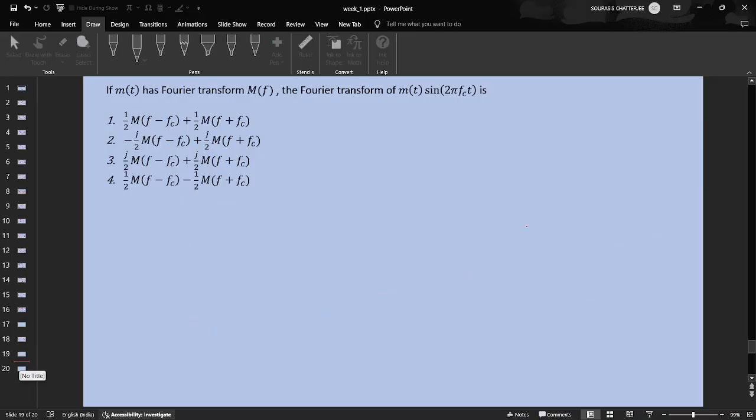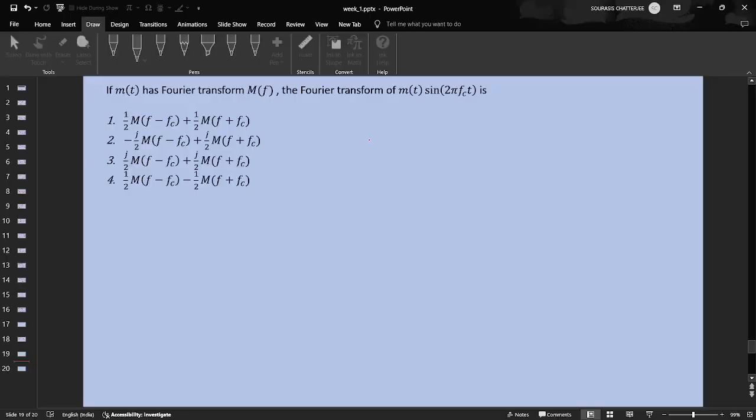So now we have a signal m(t), and the question is: m(t) has the Fourier transform M(f). Now you multiply m(t) with sine 2 pi f_c t, and you ask what the Fourier transform of this composite signal is.